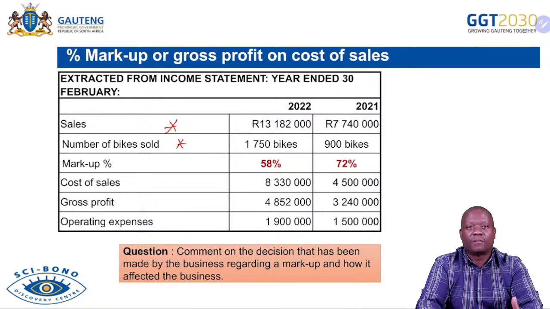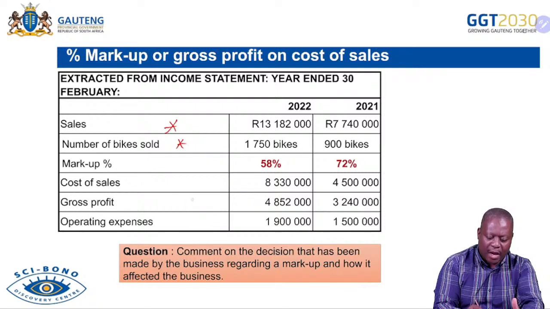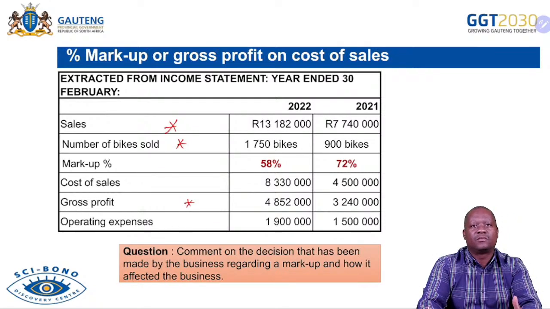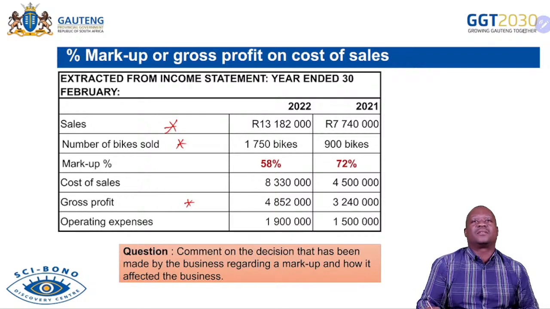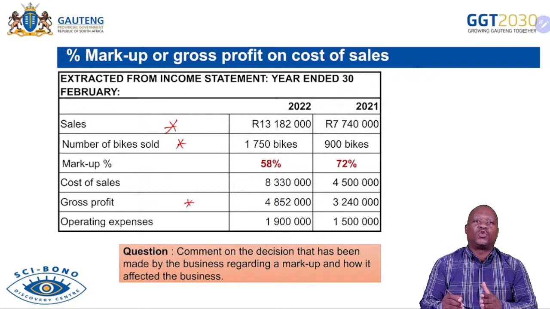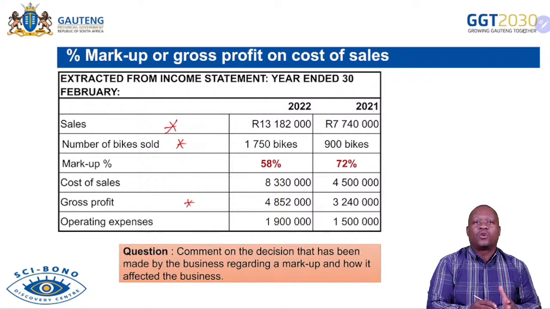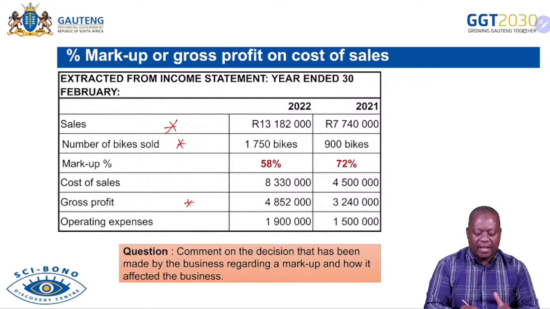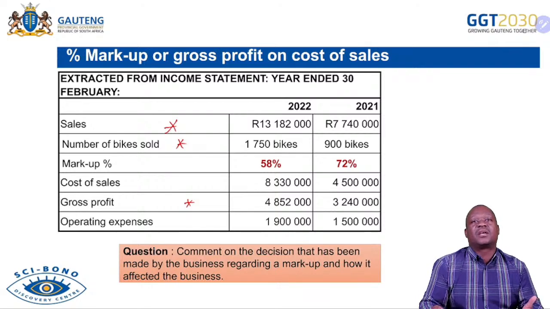Is that a good thing, or is it a bad thing for the business? Now, I also want you to look into what happened to our gross profit. Though there was a reduction in markup, our gross profit increased from 3,240,000 to 4,852,000. Let's recap. The business made a decision to reduce markup.